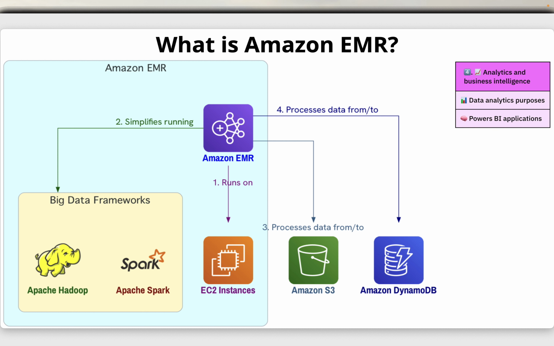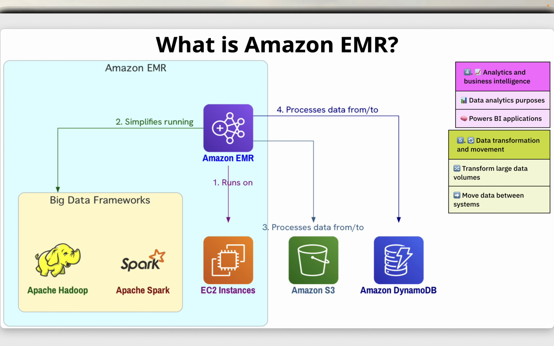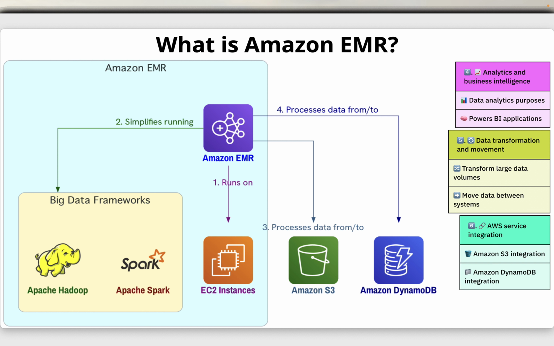Users can utilize EMR and its supported frameworks for various data analytics purposes and to power business intelligence applications. Amazon EMR provides capabilities to transform data and facilitate the movement of large data volumes between different systems. EMR seamlessly integrates with other AWS services, which allows users to move data into and out of popular AWS data stores like Amazon S3 and databases like Amazon DynamoDB.